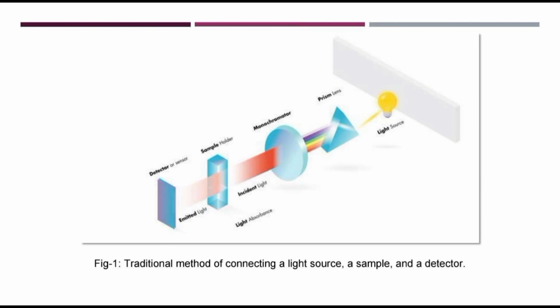To perform optical spectroscopy, we need a light source, a sample to analyze, and a detector to measure the resulting signals. In a very traditional spectroscopy method, these components are connected using lenses and mirrors, which we can see in the picture. But this arrangement gets quite bulky and requires precise alignment.